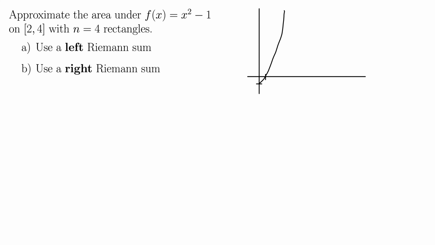Note that this function is the parabola x squared shifted down 1 unit. So here I've drawn a simple parabola, only the right hand side of it, and I've shifted it down 1 unit. Why only the right hand side? Well, we're only interested in this interval from 2 to 4. So let's draw in that interval. So we have 1, and then maybe 2, 3, 4.